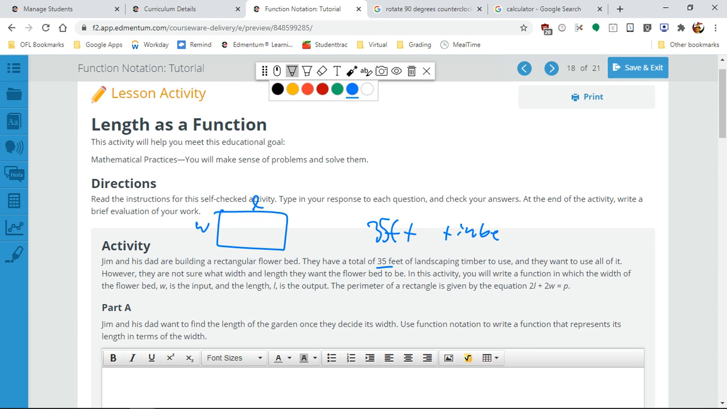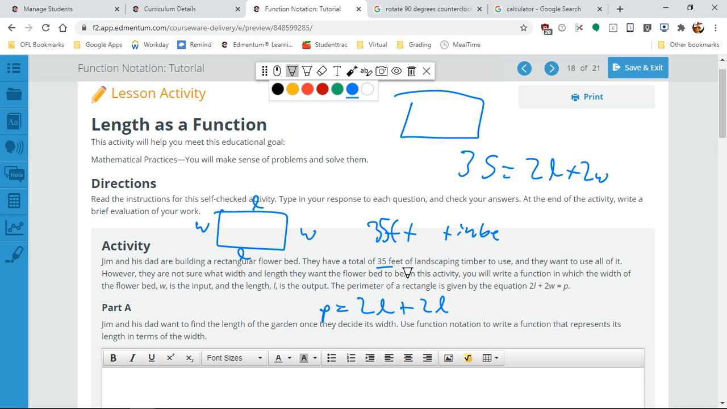Okay, so they're not sure what their length and width are, but in this activity we're going to write a function where our perimeter equals 2 L's. That makes sense because we're adding 2 L's and 2 W's. So our perimeter equals this. In other words, we want to put this 35 feet going around the bed, and this has to equal 2L plus 2W.